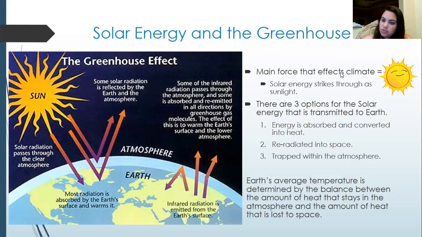So energy is either absorbed and converted into heat, re-radiated into space, or trapped within the atmosphere. It's important to know that Earth's average temperature is determined by the balance between the amount of heat that stays in the atmosphere and the amount of heat that is lost to space. This is the temperature that everyone's always talking about, when it went down 1 degree Celsius or up 1 degree Celsius. Earth's average temperature is determined by the balance between the heat that stays in the atmosphere and the heat that is lost in space.